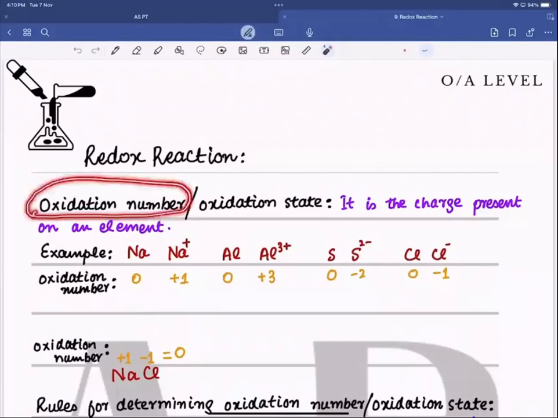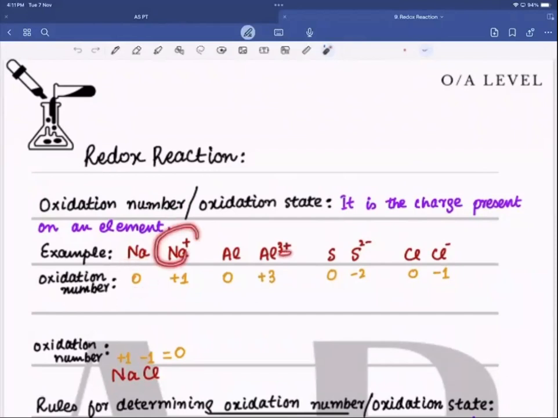Okay. So in redox, first we are going to understand about oxidation number. Oxidation number is the charge that is present on an element. For example, here there is no charge, so its oxidation number is 0. And if there is an ion, whatever charge that ion has will be its oxidation number. Is this clear? Okay.